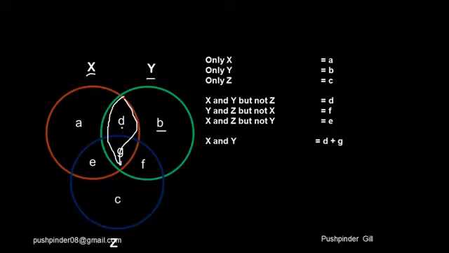And X and Y is equal to D plus G, X and Z is E plus G, Y and Z is F plus G, right? So all three is equal to G. So this is pretty simple stuff.